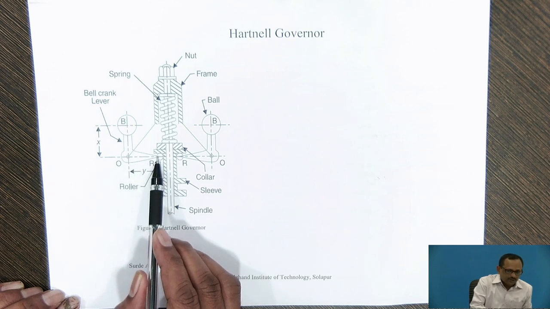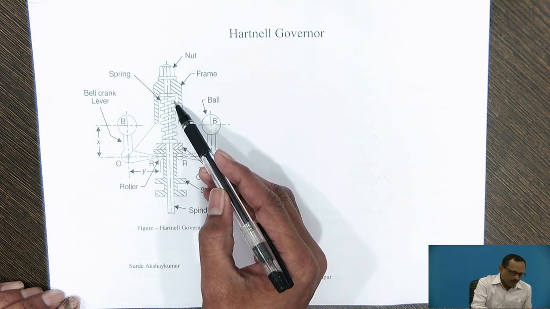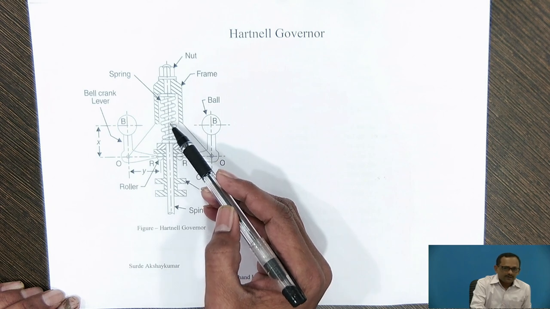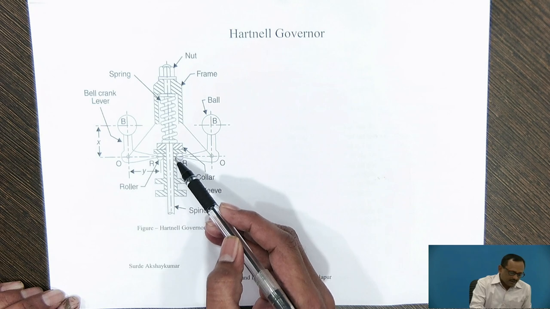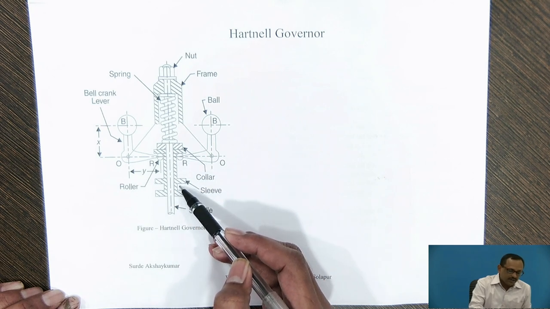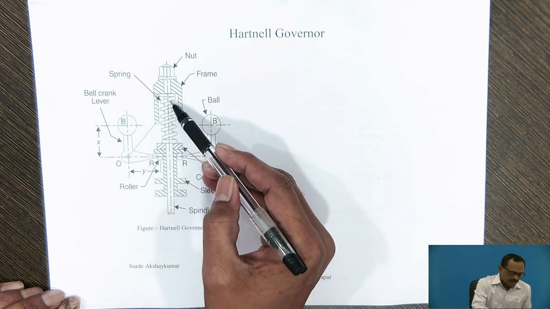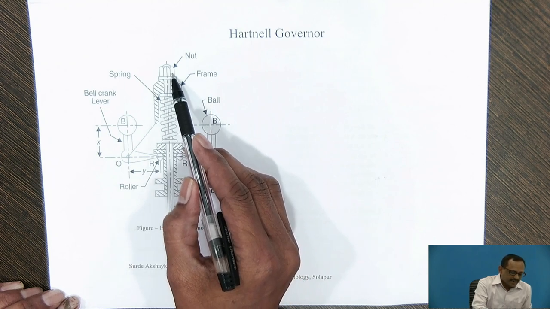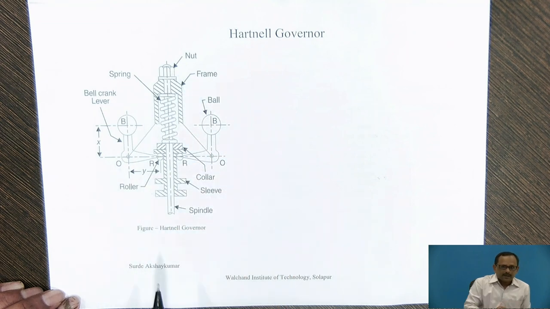of the horizontal arm. A helical compression spring is provided on the spindle which will provide an equal downward force on the roller through the collar on the sleeve. Thus, compression of the spring can be adjusted by tightening or loosening the nut at the top of the spindle.